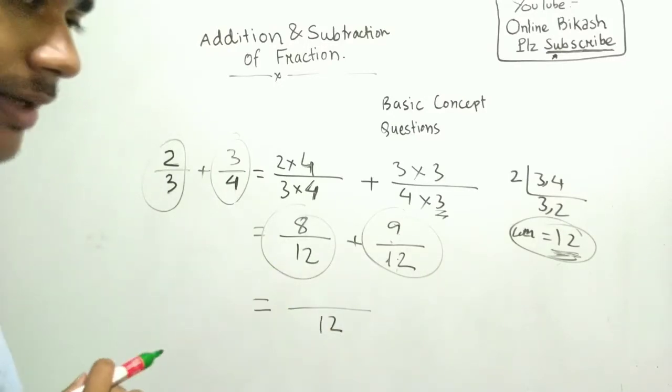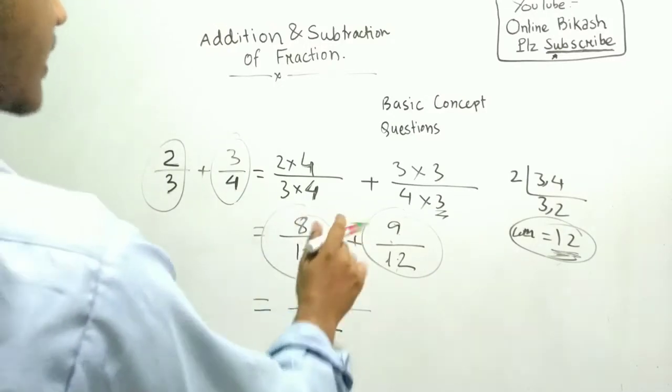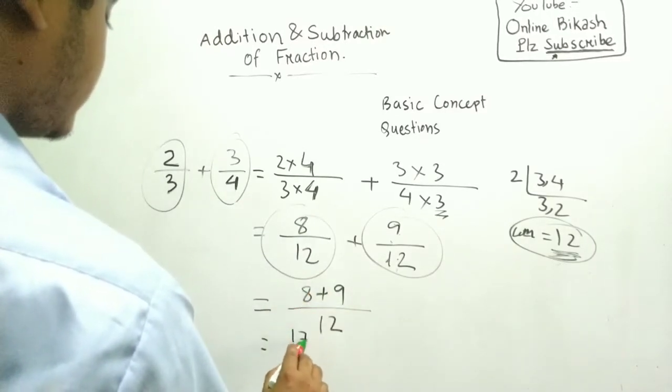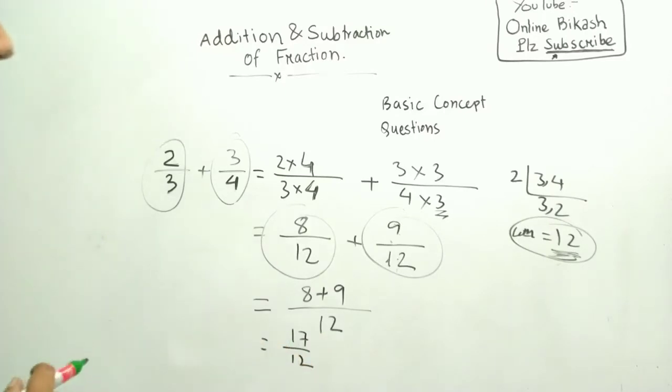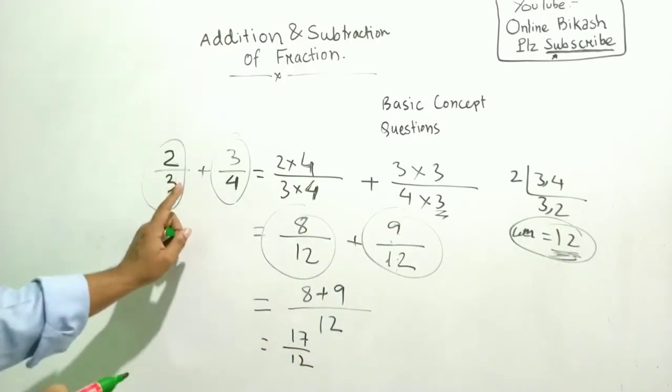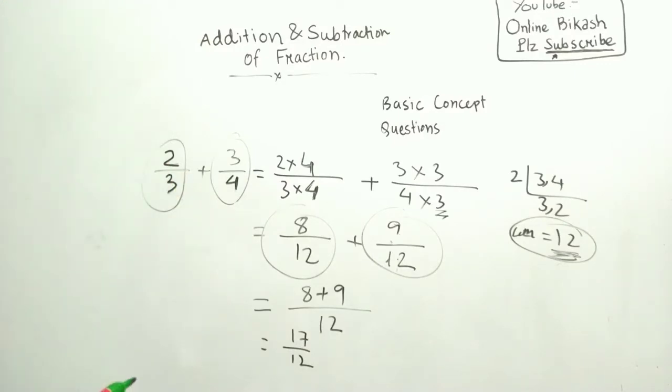The denominators are same here. So 8 plus 9 is what? 17 by 12. So this is the result of the sum of these two fractions. I hope it is clear.